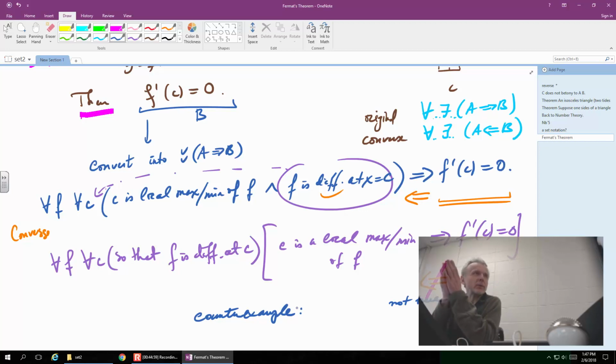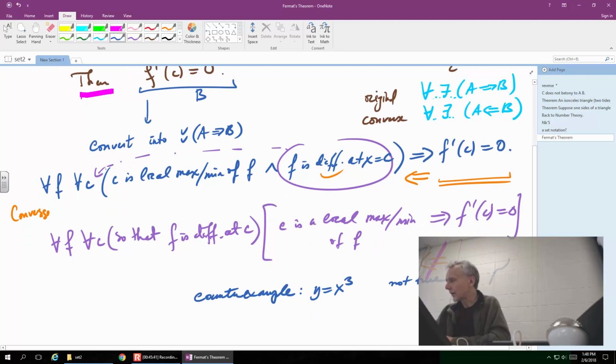Derivative equal to 0, it's not a maximum. What does the graph look like? You don't have to remember the formula. Horizontal line? Is it a local maximum or is it not? Is every point a local maximum? So no, the standard example is x cubed. F of x is equal to x cubed, so the graph looks like that. The tangent line is horizontal, but it's not a maximum or minimum. Okay? So, good thing to remember for further study.